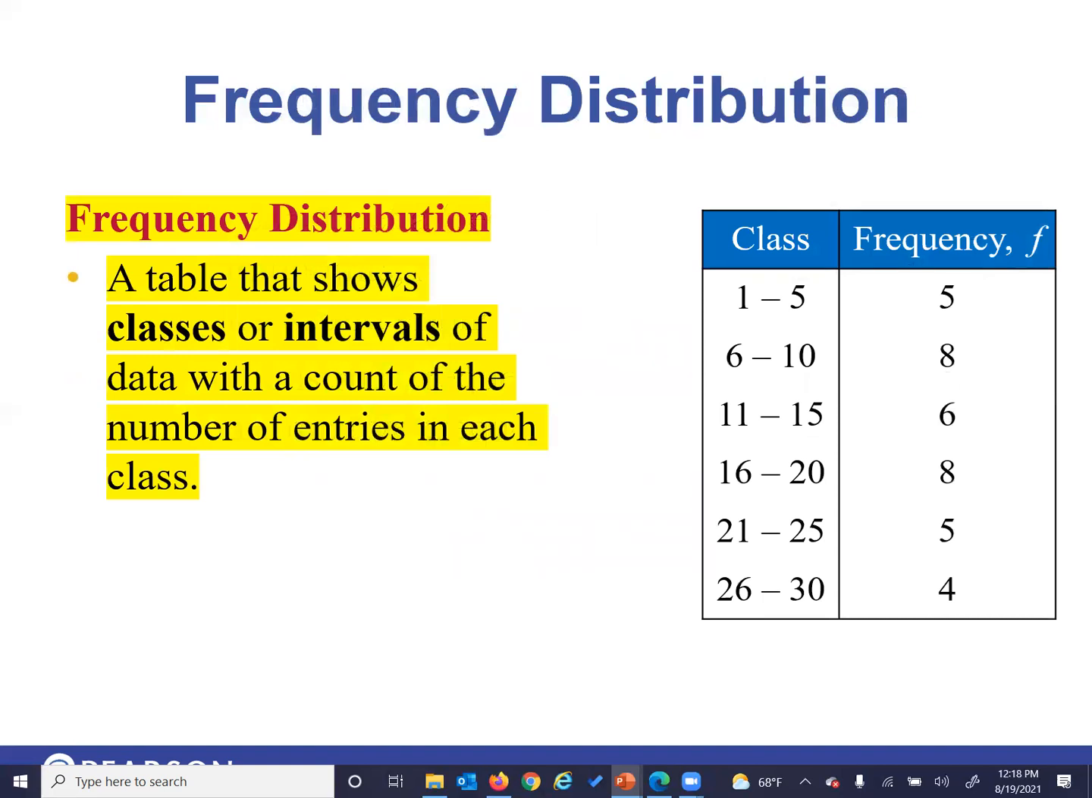Okay, let's jam. What is a frequency distribution? It's just a table. It's cut into classes, or something that's called intervals. And then all we do is put how many are in each category.